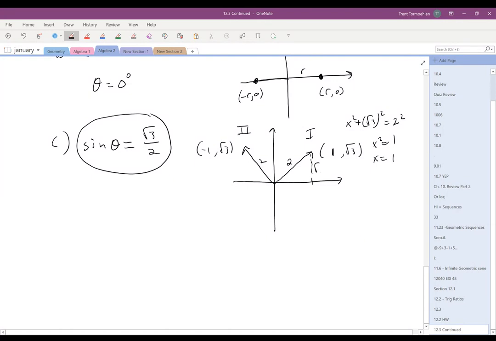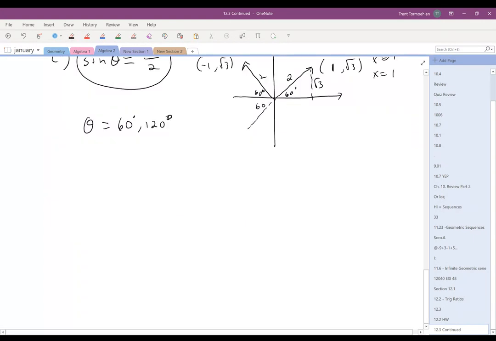The y value is root 3, so that means the opposite the angle is the larger of the two sides, so this angle must be 60 degrees, which means this must be 60 degrees. So the answer for this one must be theta equals either 60 degrees or 120 degrees. It does not equal 240 degrees, the angle down here, because here the sine value, the y value, would be negative, and we know that sine is positive for this problem.